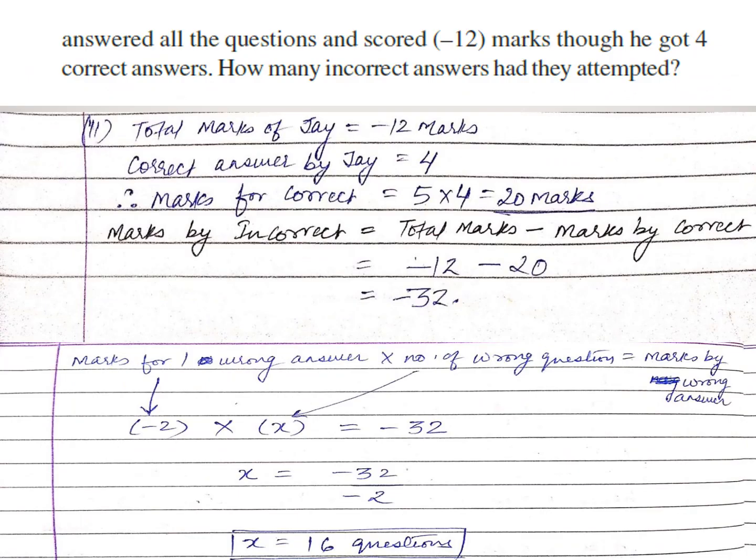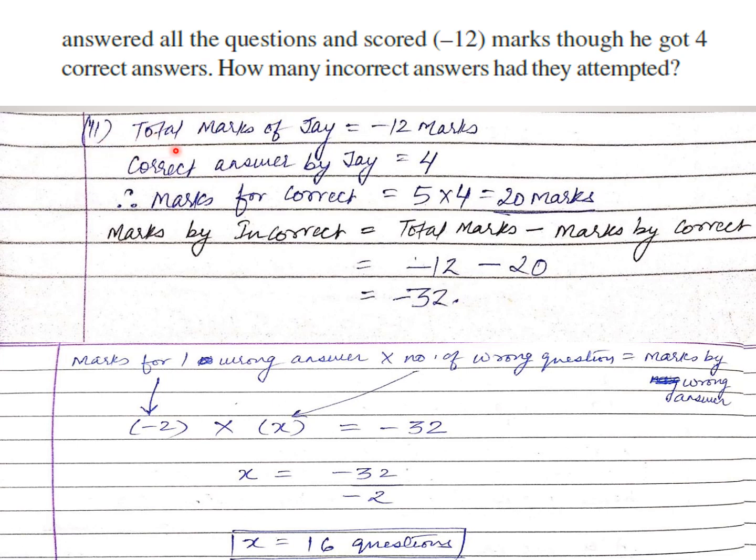Now B part. There is a boy named Jay. He also answered all questions and scored minus 12 marks in total, though he got 4 correct answers. So the question is saying he did 4 correct answers, still he has got minus 12 marks. So maybe he has done some incorrect answers also. So we have to find the number of incorrect answers. Same procedure as we did in the last one.